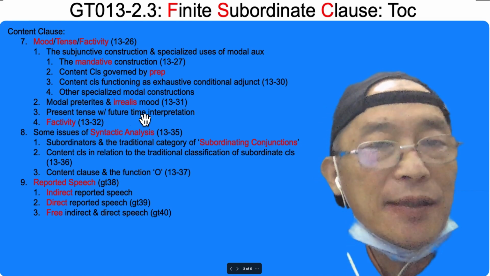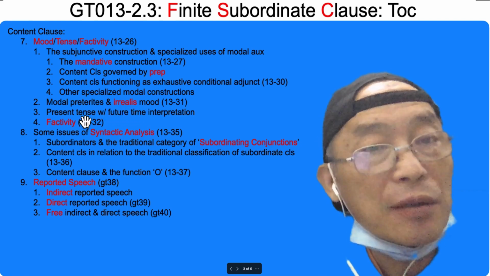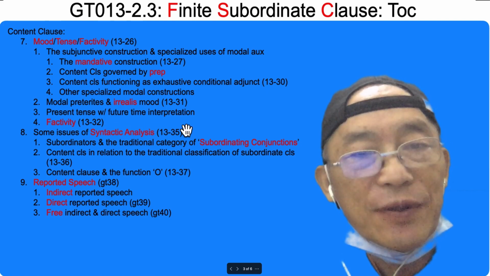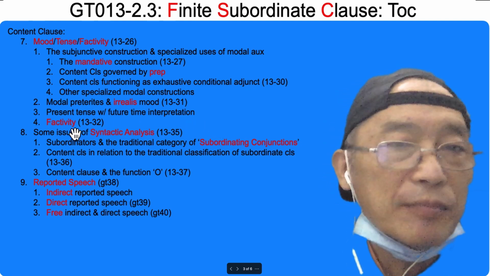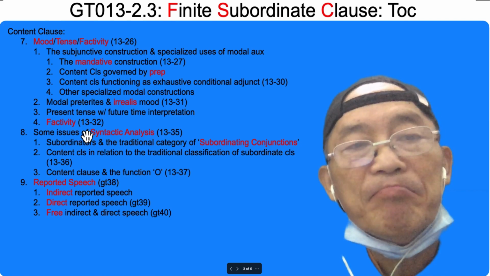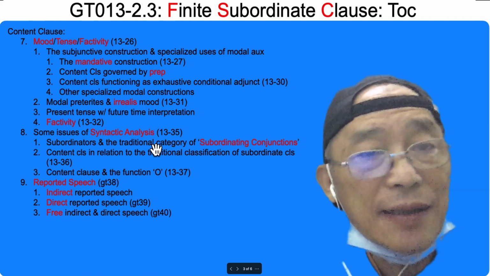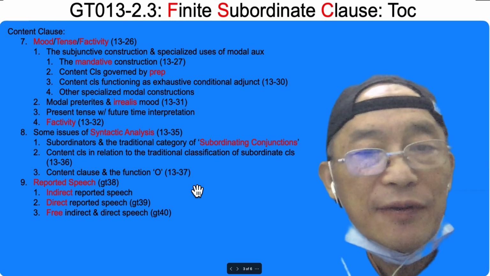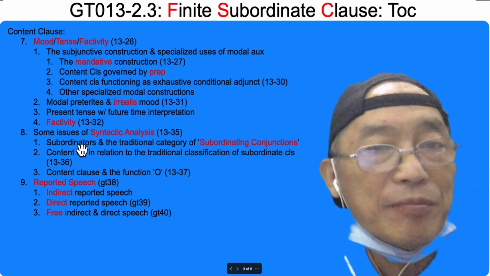and irrealis. These two can also take content clause. Present tense with future time interpretation, in a content clause. And effectivity in a content clause. Some issues of syntactic analysis about content clause, 35 to 37, three sub-videos.